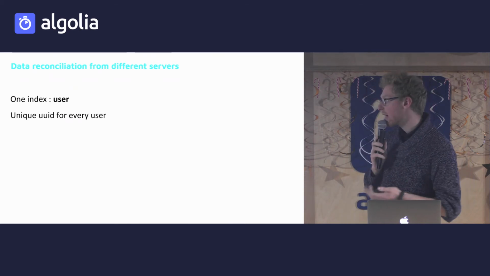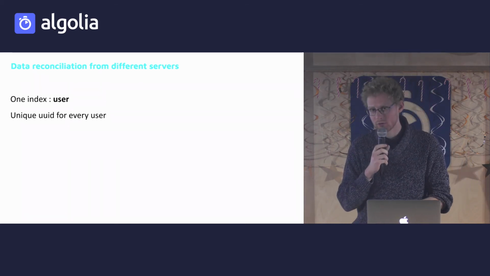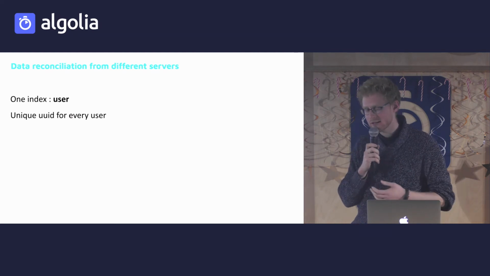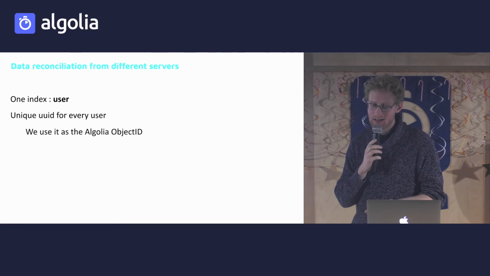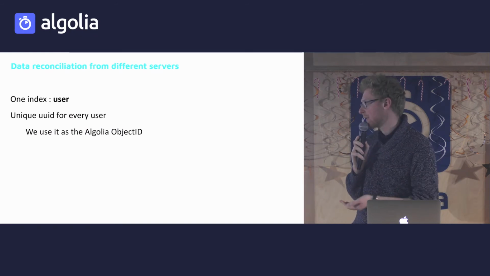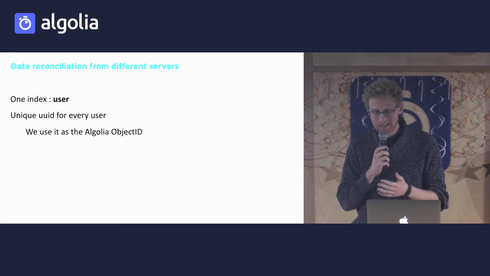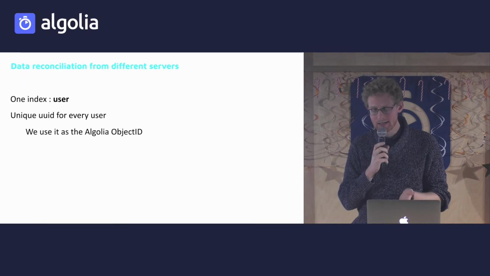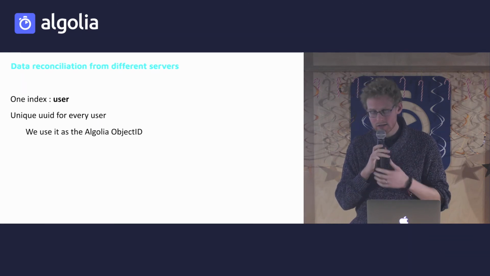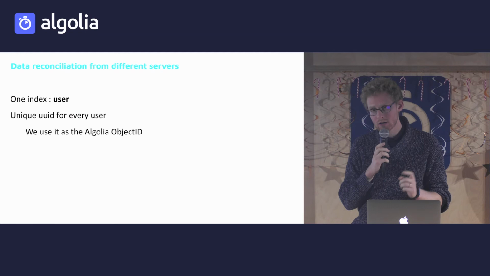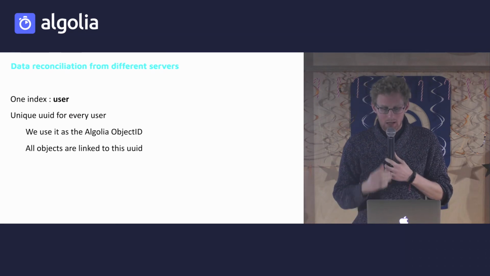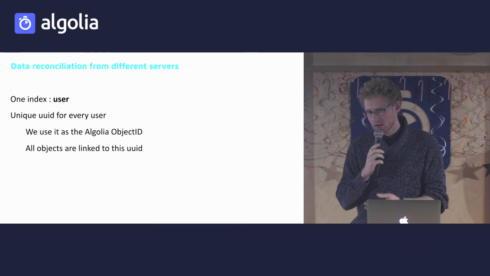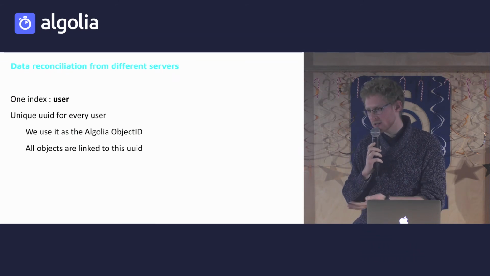And we have one unique UUID for every user, which is given by our authentication server. So that's very useful. We can use that as an Algolia object ID. So all our objects are indexed with this UUID, and that's a unique key. So we're sure to have one unique object on Algolia also.